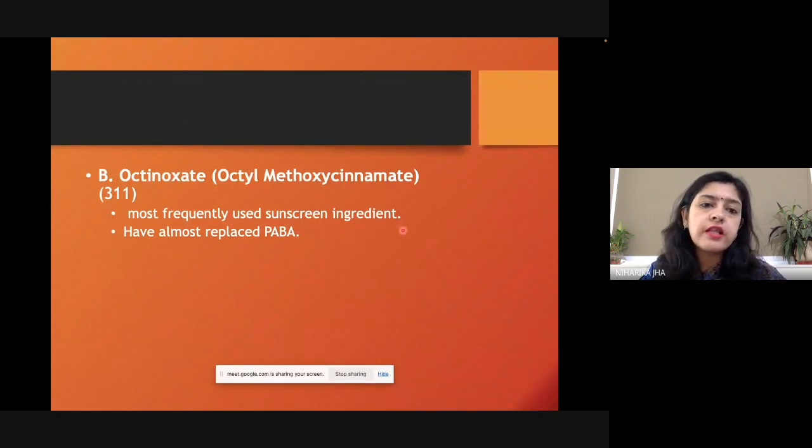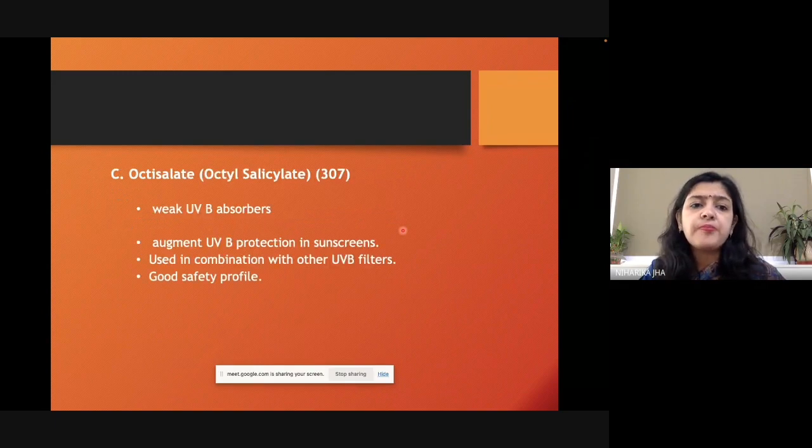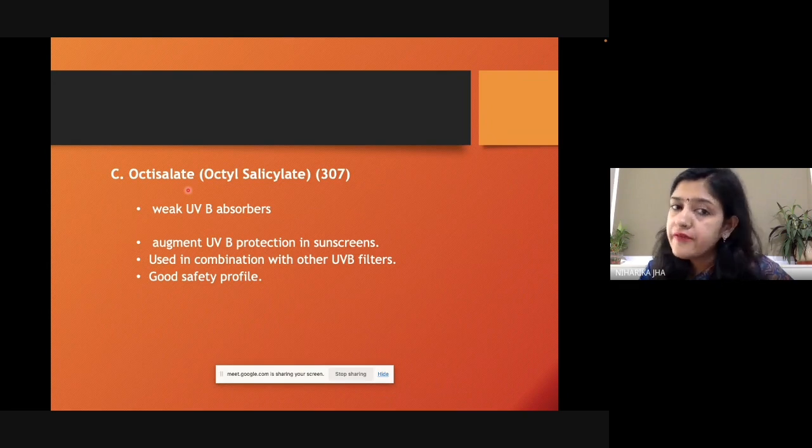Most of the sunscreens will have OMC, which is the octyl methoxycinnamate. It has almost replaced PABA now. Then the third one is octisalate or the salicylate. So octyl salicylate or octisalate, these are basically different types of salicylates, and it provides protection at around 307 nanometer.